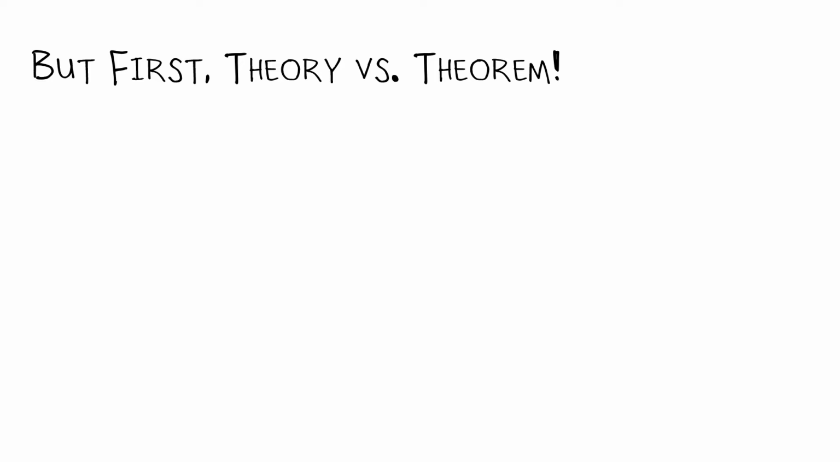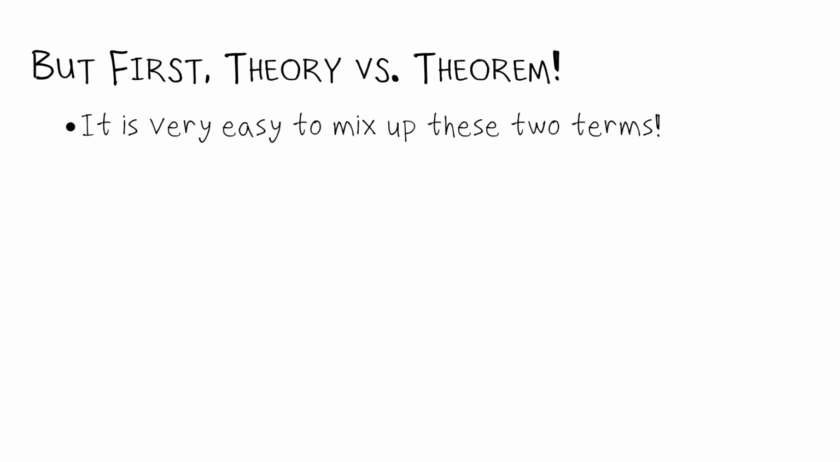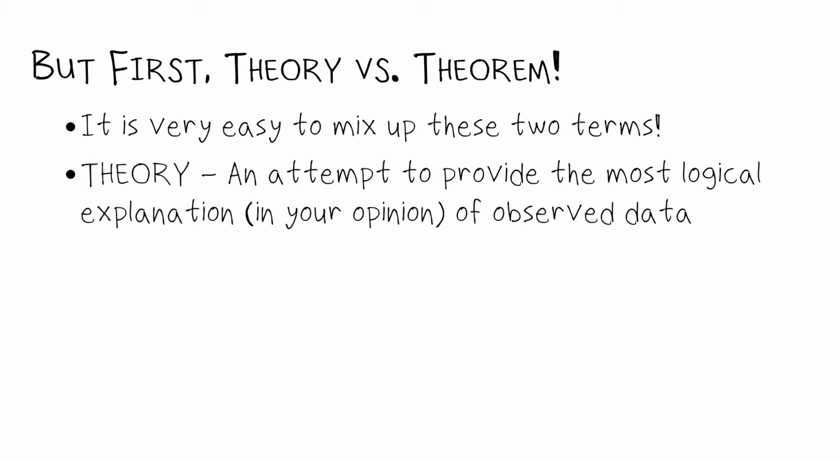All right, first, a quick aside on why we call it the work-energy theorem and not the work-energy theory. These words are very easy to mix up, and I admit to making that mistake often earlier in my teaching career. We'll start with theory because we've talked about that on this channel before. A theory is an attempt to provide the most logical explanation, in your opinion, of observed data. So you've got a set of data, and you're like, well, why am I seeing the data that I'm seeing? So you try to come up with an explanation of that.